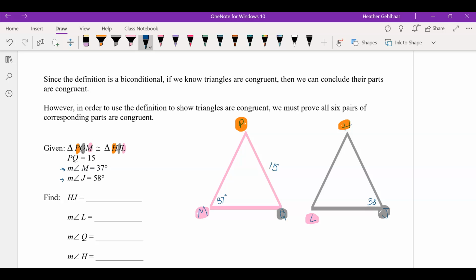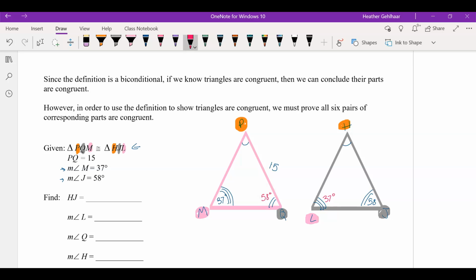Now, we know that they are congruent. So therefore, we know that angle P is congruent to angle H, angle J is congruent to angle Q, angle M is going to be congruent to angle L. So with that piece of information, we definitely know that angle L is going to be 37 degrees. We then can also say that Q is 58 degrees.